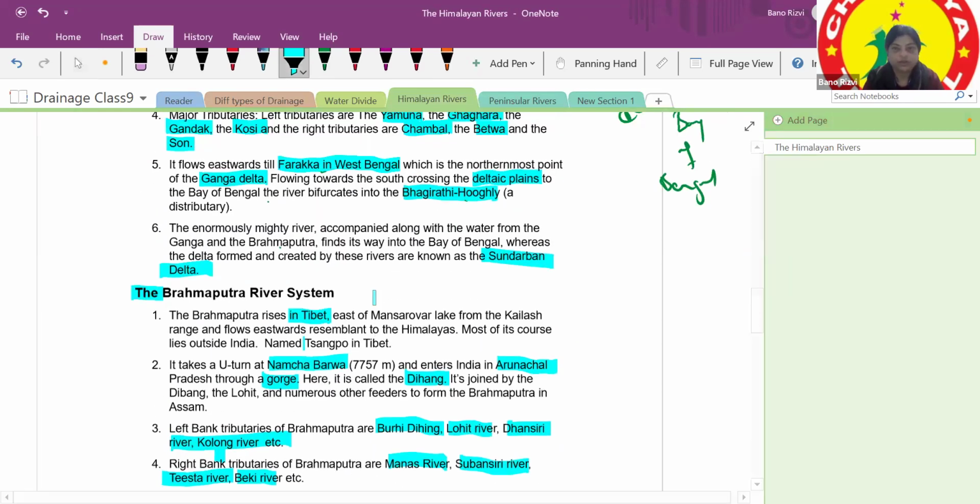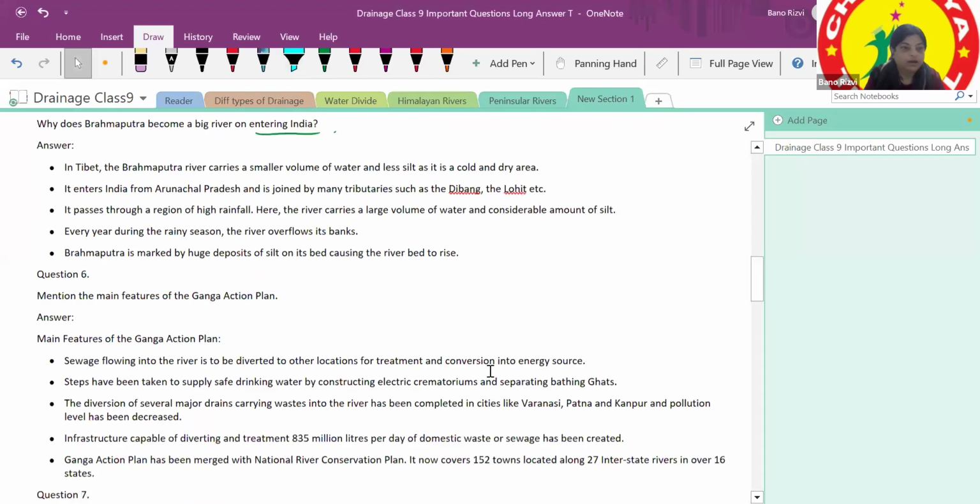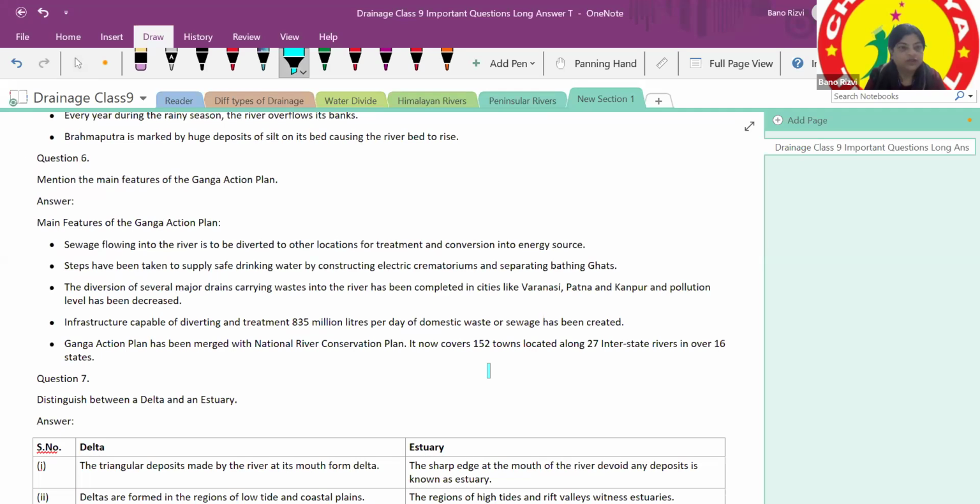Okay. So let us take up the next question. Mention the main features of the Ganga Action Plan. Main features of the Ganga Action Plan: sewage flowing into the river is to be diverted to other locations for treatment and conversion into energy source. Steps have been taken to supply safe drinking water by constructing electric crematoriums and separating bathing ghats. The diversion of several major drains carrying waste into the river has been completed in cities like Varanasi, Patna, and Kanpur, and pollution level has been decreased.